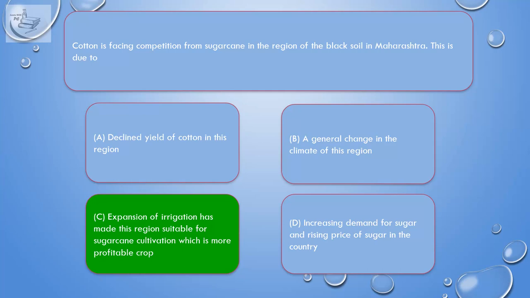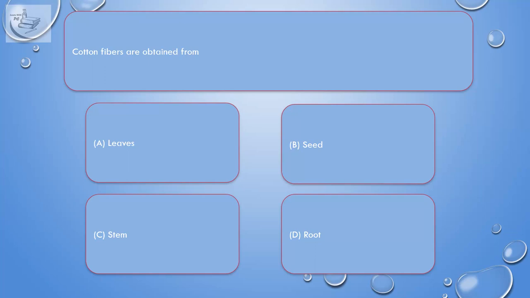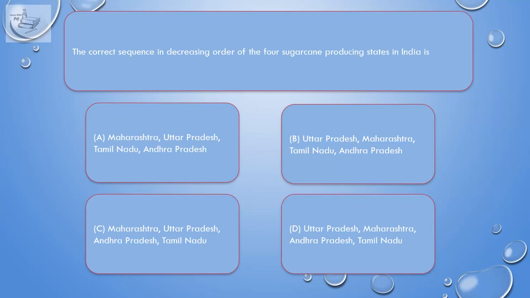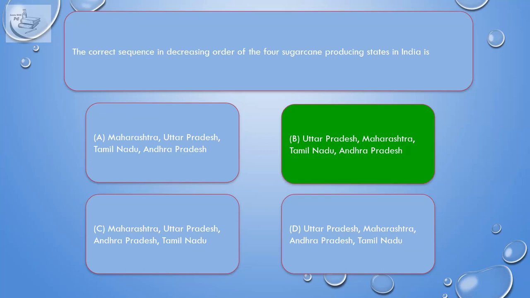Question: cotton fibers are obtained from A. leaves. B. seed. C. stem. D. root. Correct answer is B. seed. Question: the correct sequence in decreasing order of the four sugarcane producing states in India is A. Maharashtra, Uttar Pradesh, Tamil Nadu, Andhra Pradesh. B. Uttar Pradesh, Maharashtra, Tamil Nadu, Andhra Pradesh. C. Maharashtra, Uttar Pradesh, Andhra Pradesh, Tamil Nadu. D. Uttar Pradesh, Maharashtra, Andhra Pradesh, Tamil Nadu. Correct answer is B. Uttar Pradesh, Maharashtra, Tamil Nadu, Andhra Pradesh.